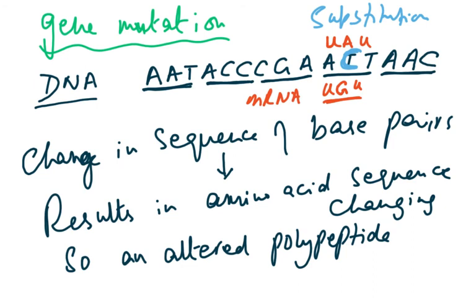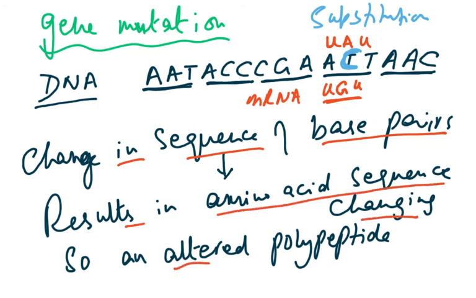Now this is going to maybe code for a different amino acid. Sometimes the amino acid remains the same, and if it remains the same, then it's going to be called a silent mutation. But if the amino acid is changed, then that results in a change in the sequence, and this results in the amino acid sequence changing. So we have an altered polypeptide. So a gene mutation can be a substitution. Now besides the substitution, you can also have a deletion or an insertion.